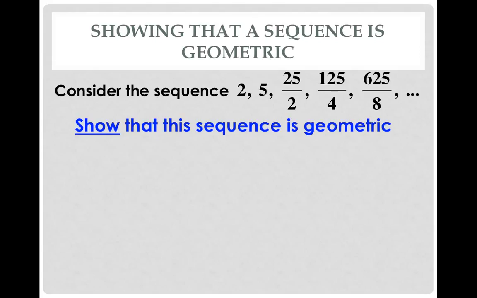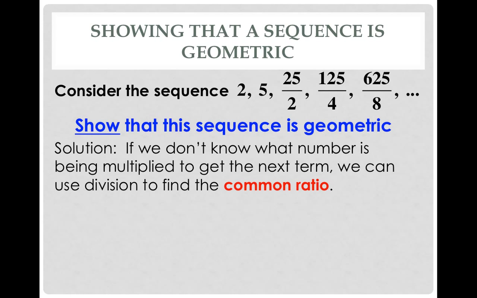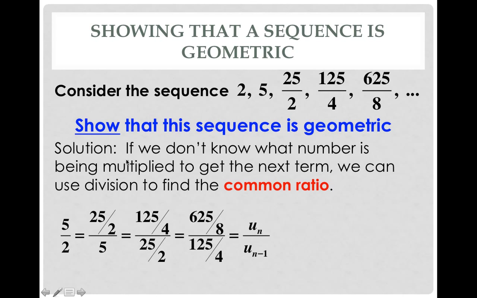Okay, so now here's a slightly different question, and it asks us to show that it's geometric, and this is a lot more involved. So maybe it's not obvious immediately that this sequence is geometric. So what can we do to determine if it is geometric? Well, we can take the second term and divide it by the first term, and we get 5/2.